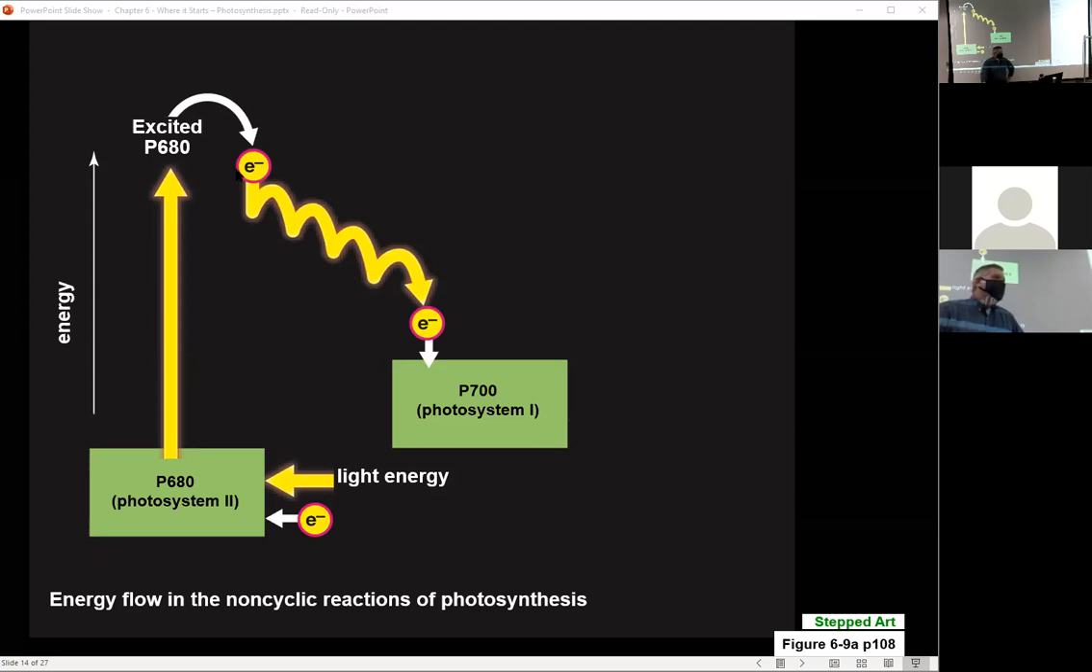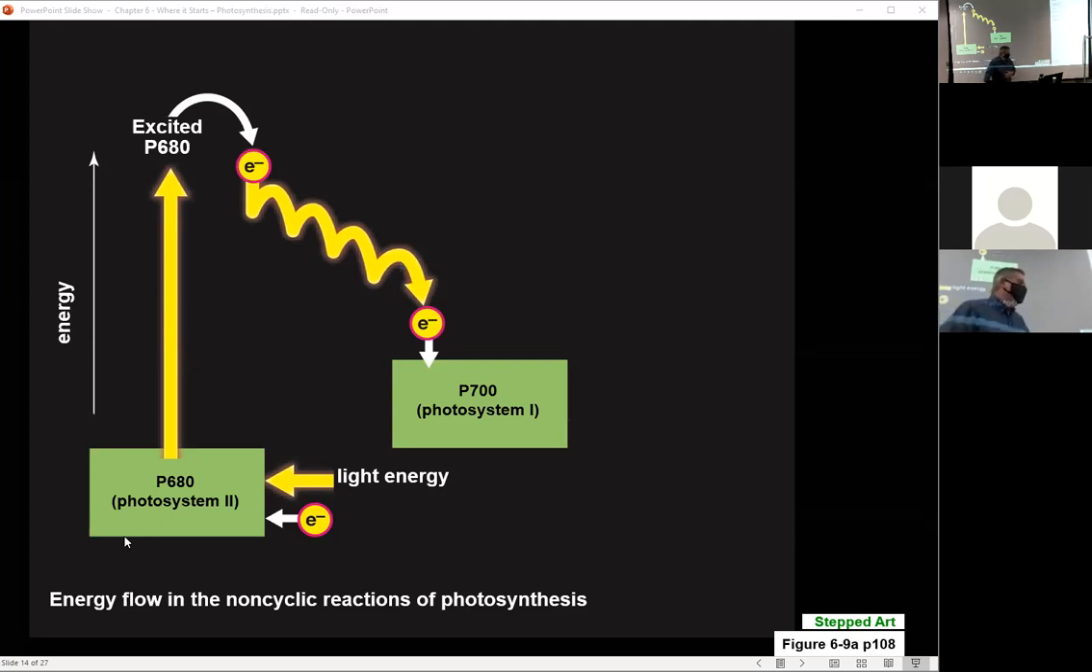Okay. This is going to be used to power a proton pump. And that proton pump is going to pump a proton from the stroma into the thylakoid compartment. So again, we're building up a concentration gradient of protons that we can use at the end to generate ATP using ATP synthase.